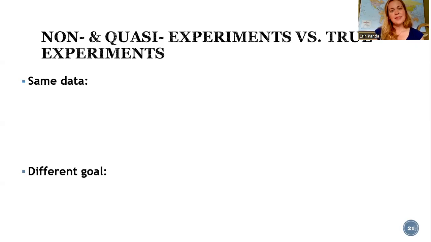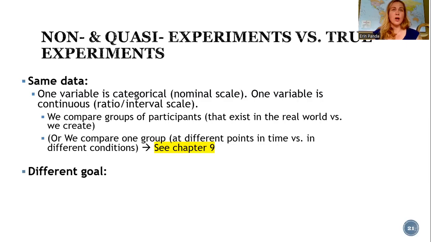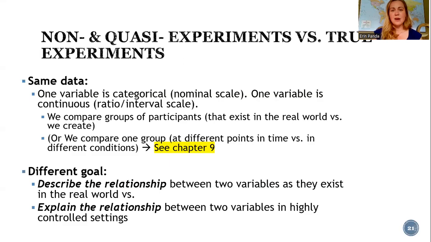So non-experiments and quasi-experiments in some ways are similar to experiments. We have the same data. We're always comparing either two groups, or in some cases, which we'll talk about in future weeks, we're comparing one group as they receive different treatments. The main difference is whether the experimenter is determining who goes into which groups, or if the groups are already pre-selected. As a result of this, these designs have different goals.